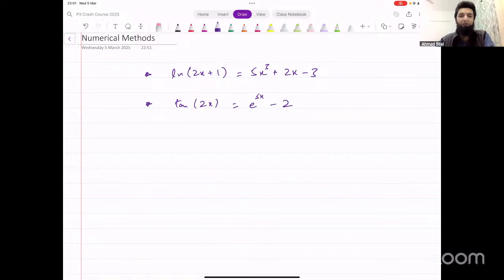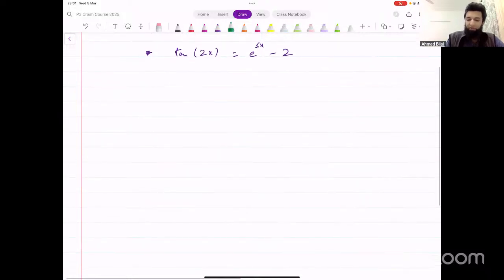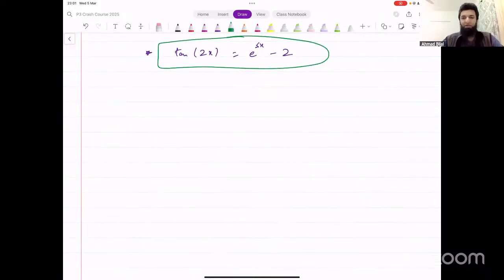For equations like these, for which we do not have any algebraic methods, we have another category of methods that we call numerical methods. Using numerical methods, we can estimate the solutions of these equations somehow. Let's suppose we had this equation, tan of 2x equals e raised to power 5x minus 2, and we don't have any additional information apart from this. We want to solve this equation. Can we try estimating a solution for this equation somehow?